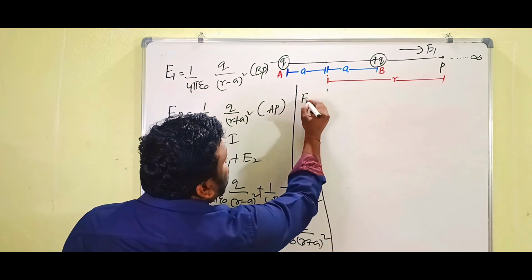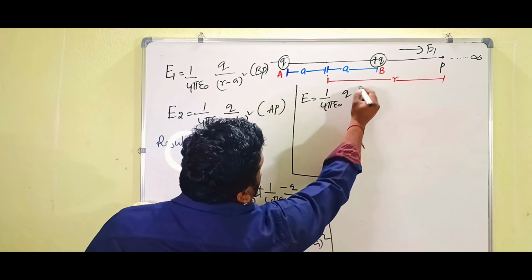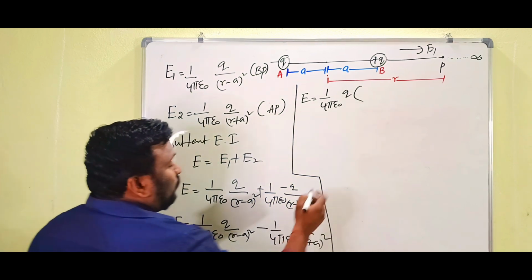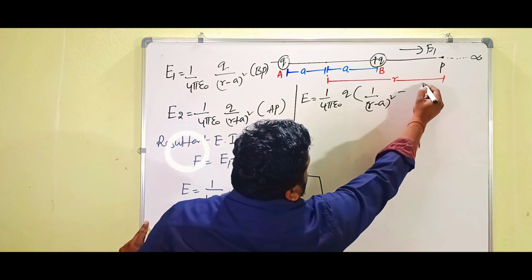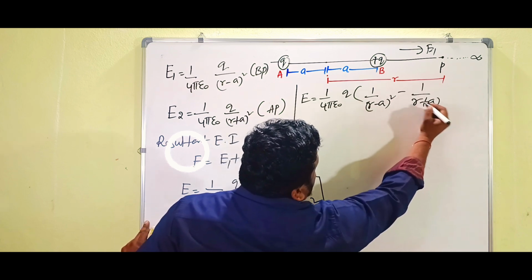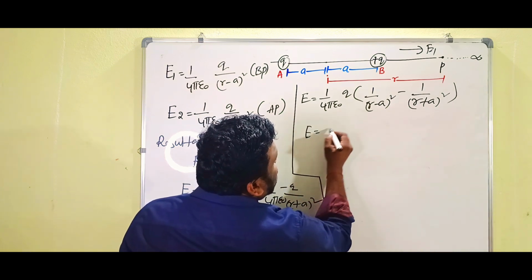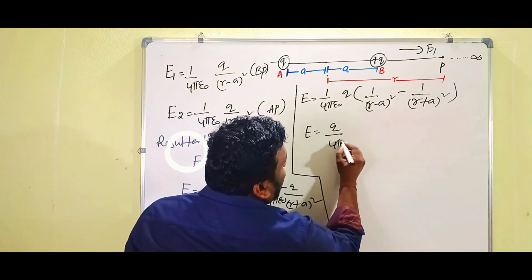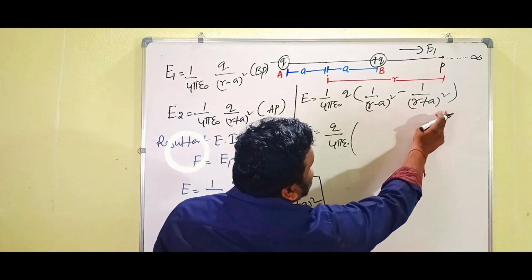E is equal to 1/4 pi epsilon naught, q is common. Then what you have to write? 1/(R minus A) whole square minus 1/(R plus A) whole square. Here we write E is equal to q by 4 pi epsilon naught of, here (R minus A) whole square, (R plus A) whole square.